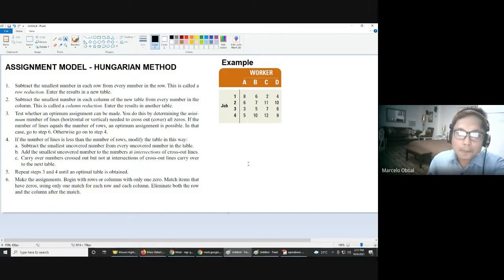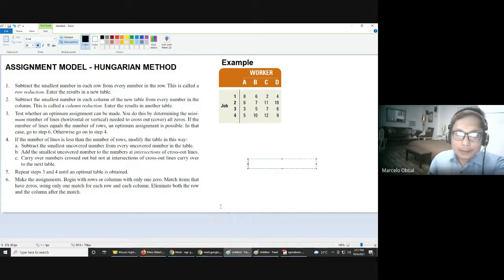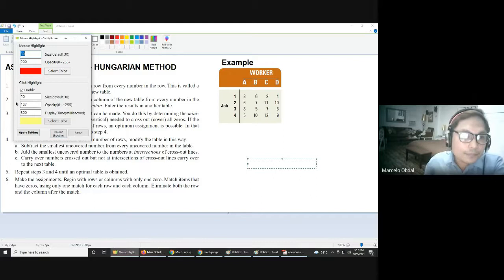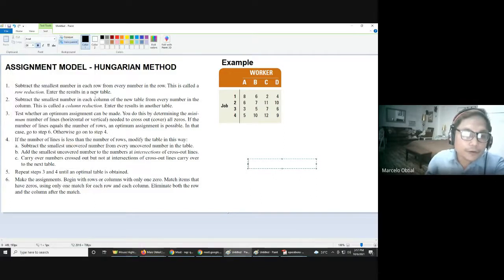Okay. Now, the Hungarian method is an algorithm that you need to follow for us to solve a matrix or table so that our decision is more optimal. Okay? So let us discuss the algorithm. First, you're asked to subtract the smallest number in each row from every number in the row. This is called the row reduction. Okay? So let's do that.